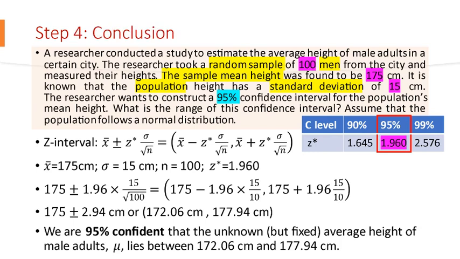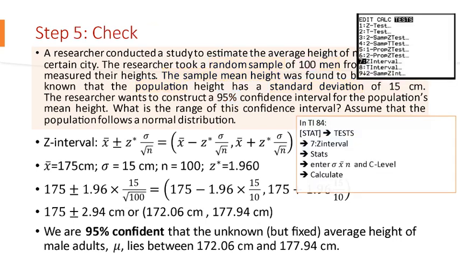Step 4. Conclusion. We conclude the answer as we are 95% confident that the unknown but fixed average height of male adults, mu, lies between 172.06 centimeters and 177.94 centimeters. Being confident in 180 centimeters is a normal requirement for average male models, and we are confident that the average men in the city cannot be models.